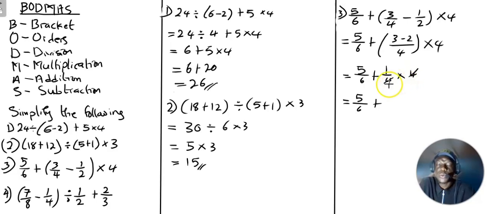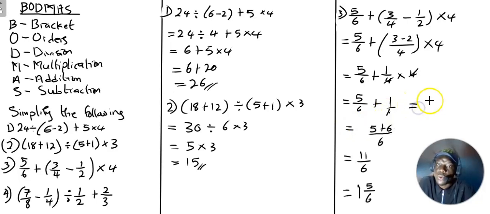Go and watch my video on multiplication and division of fractions to help you understand this better. So the 4 we cancel out, you are left with just 1. So 5 over 6 plus 1. Now this is equal to 5 over 6 plus 1 will give us 1 whole number 5 over 6. So this is your final answer.